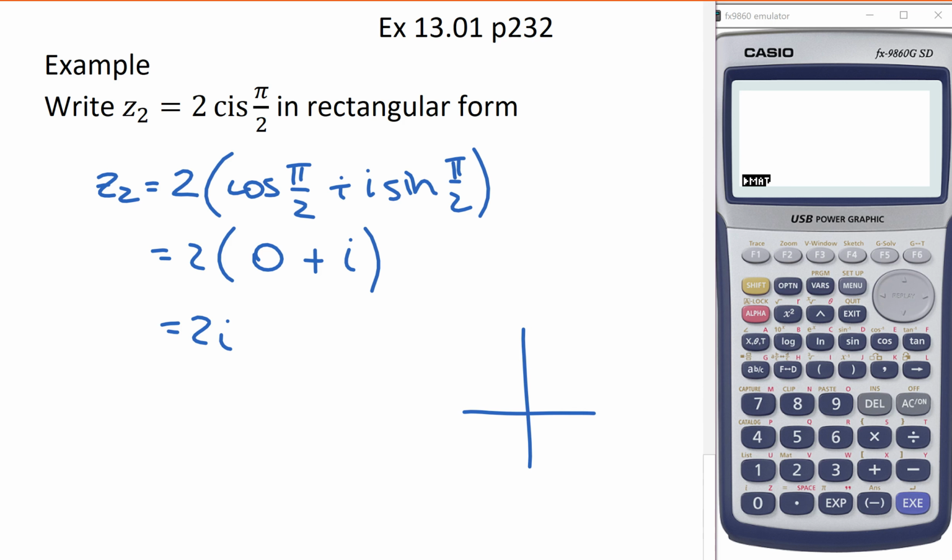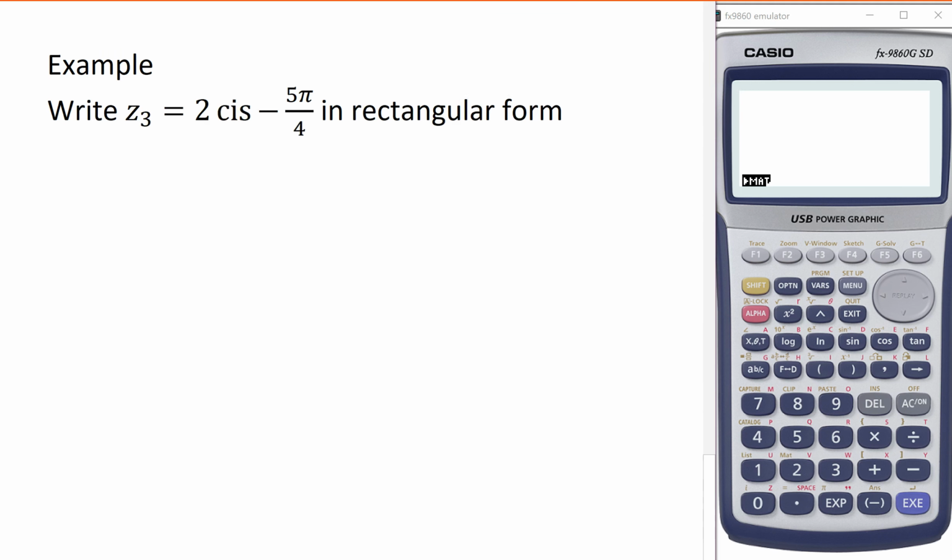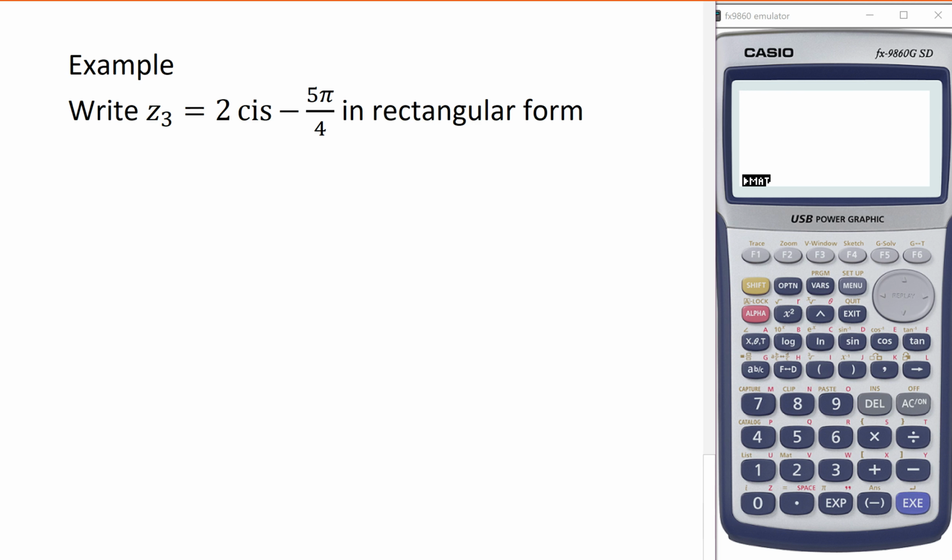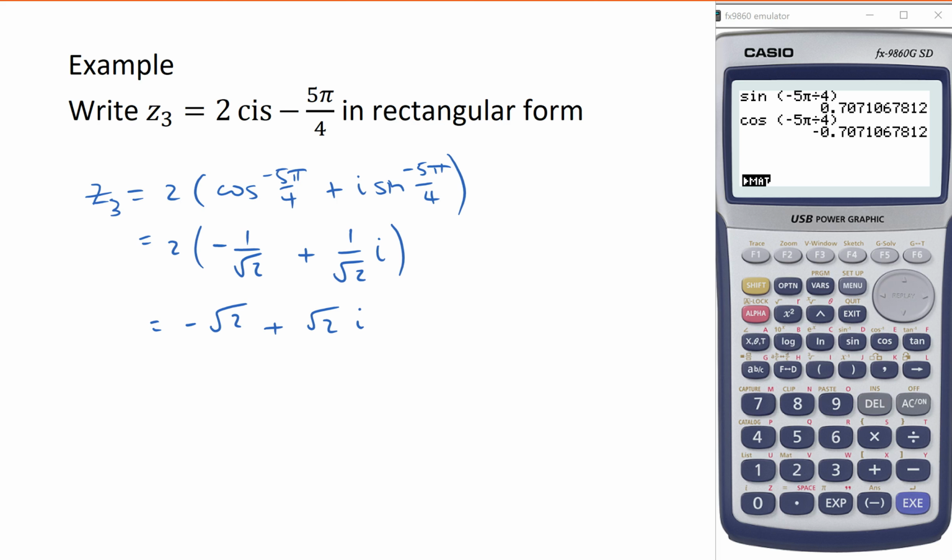If I asked you to draw that on an Argand diagram, what are you going to do? Here's my Argand diagram. There's my complex number of 2i. Does that make sense? Is it actually probably easier than the other one? Is this one a little bit trickier? Try that one there. Okay, so there we go. That's my working.